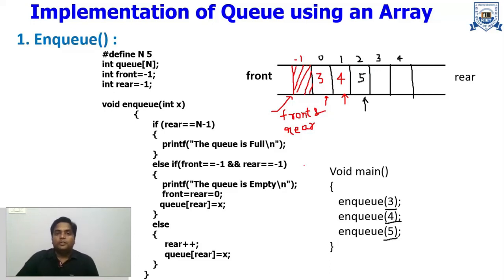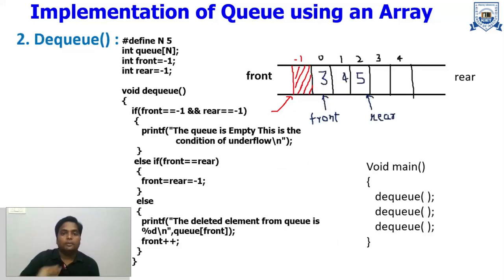Whenever we want to insert an element in the queue, the complexity is order of 1, because only one operation is performed when we insert an element in a queue, that is rear plus plus. We just increase the value of rear and perform the insert operation. So order of 1 is the complexity of the NQ operation. Next one is the DQ operation.